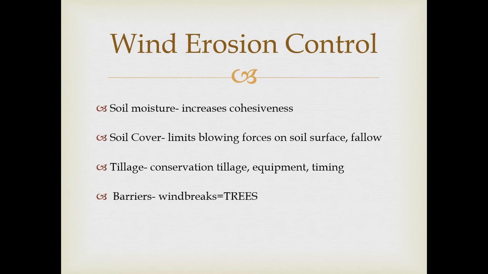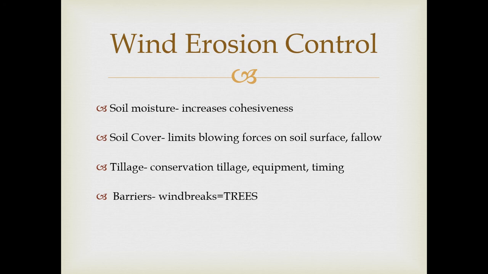Control of wind erosion. Soil moisture is pretty key. It increases the cohesiveness. So those fine clay particles that might get up into the wind and travel long distance, if they're moist, they're going to want to hold on to each other a lot stronger. Soil cover limits the wind's effect on the soil surface. Tillage, so conservation tillage, and equipment and timing, like we mentioned in the other video. Keeping soils covered, never having bare soils, can prevent every form of erosion.